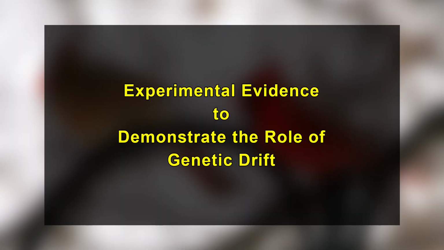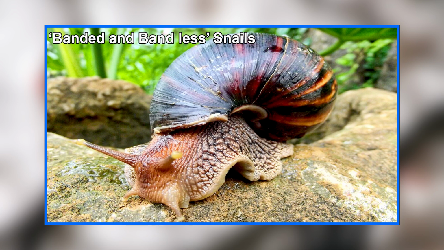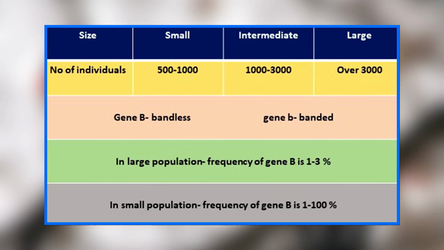Dear students, let's now talk about the experimental evidence to demonstrate the role of genetic drift. Maxime Lamotte in the 1950s studied the frequency of banded and bandless land snails. He grouped colonies according to the size or the number of individuals in the population. The small colony was designated with 500 to 1000, the intermediate colony 1000 to 3000, and the large colony was one with over 3000 individuals.